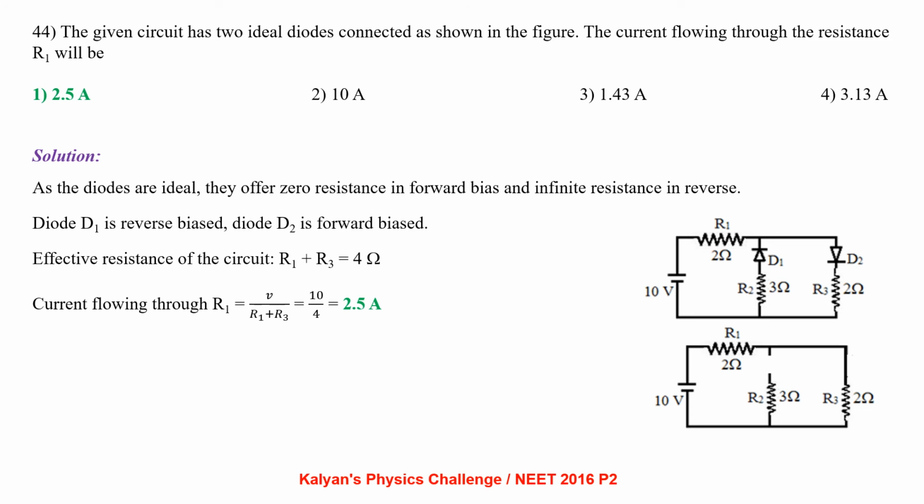So if you redraw the circuit by considering these things, we can see R1 and R3, both 2 ohm resistors, are connected in series to the 10 volt battery. So the effective current through the circuit is 2.5 ampere.